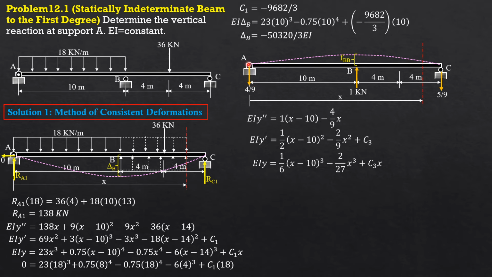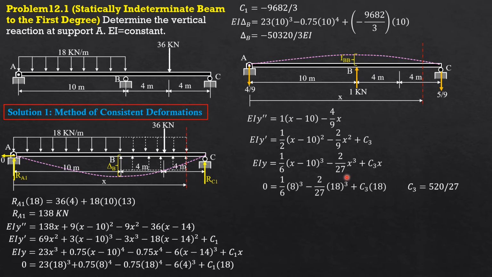There is no C sub 4 again because when x is 0 at A, y is 0 also. So setting x equals 18, when x is 18 at C, y is 0, to evaluate C sub 3. So 0 equals 1/6 of 8 cubed minus 2 over 27 times 18 cubed plus C sub 3 times 18. Solving for C sub 3, it is equal to 520 over 27.